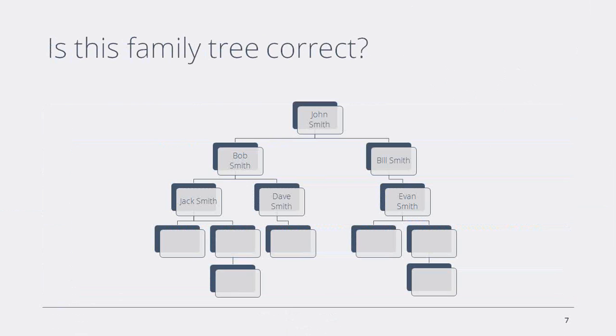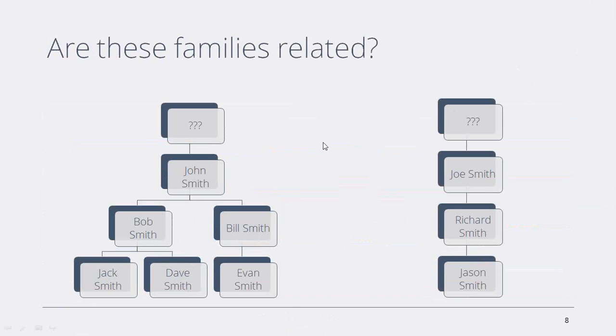In this first one, it's a fairly basic family tree, although you'll see it currently has only men on it, and their last name is all Smith. So the question is, is this family tree correct? For example, are we sure that Bob Smith and Bill Smith are brothers and that their father is John Smith? Are we sure that Bob and Bill actually share the same paternal line in general? We can use DNA testing to help us with this type of scenario.